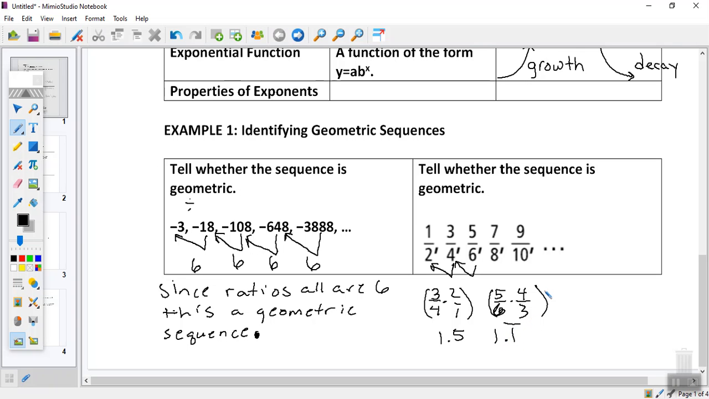Quick question right here. Are those two ratio values we got, 1.5 and 1.1 repeating, the same? Is there any sense in checking anymore? No. Once the common ratios don't agree with each other, everything's falling apart. Is this geometric or not geometric? This is not geometric. And what's your reasoning for it? Common ratios are not the same, so this is not geometric.